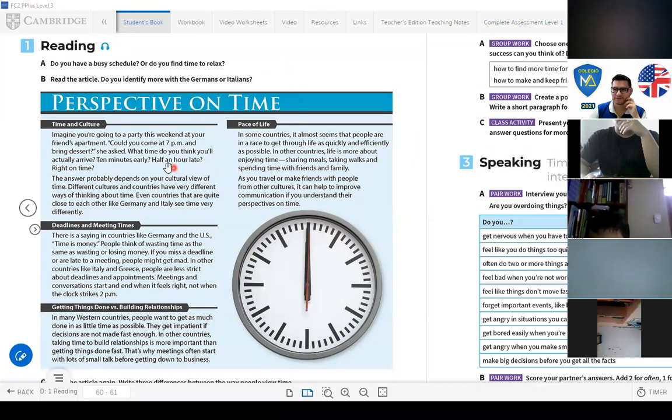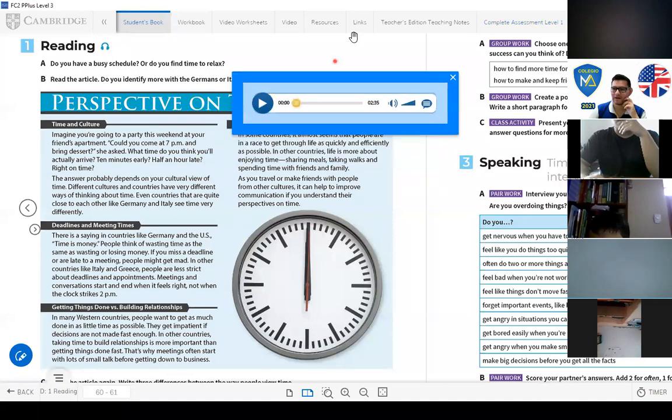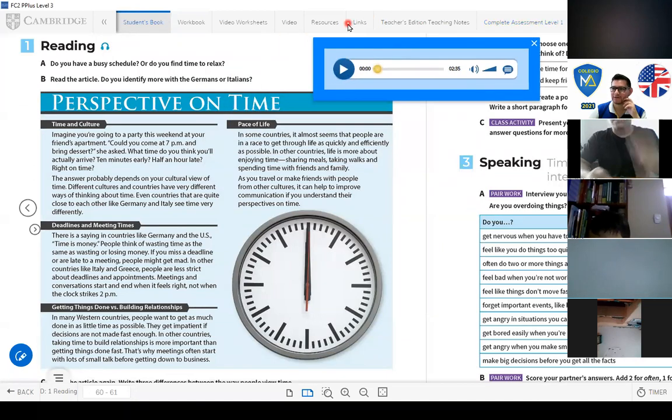Italians or Germans? Please pay attention. I'm gonna play here the listening, and you're gonna listen and read. Okay, pay attention. Lesson D. Perspectives on Time, page 60. Exercise 1. Reading, Time and Culture.